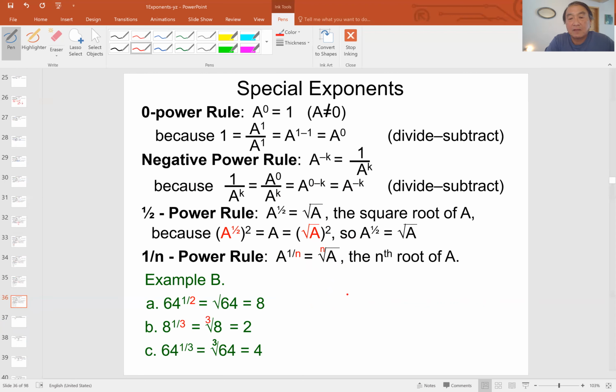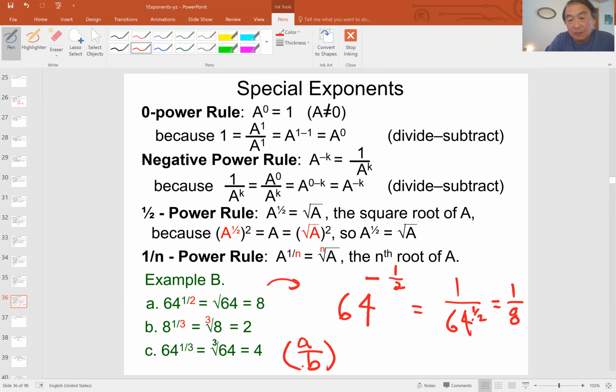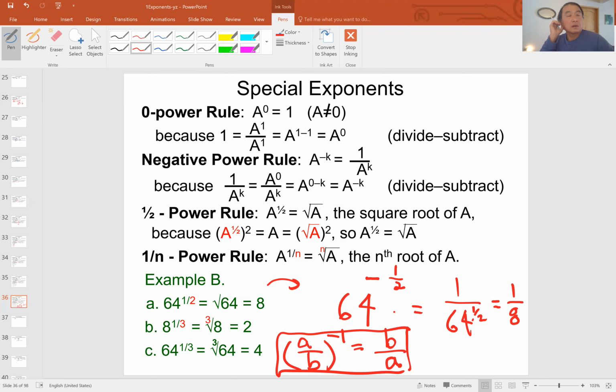And what happens if I have a combination of something like this? 64 to the 1/2. Okay, I know it's 8, but what happens if I put a minus sign in front of it? That means you take the 8, which is 64 to the 1/2, and put it downstairs. In general, if I have a fraction a divided by b and raise it to the minus 1 power, it means just flip it. It becomes b over a. Okay, so that's a convenient little trick. If I need to change the writing into a fraction, I can use it in a form that's useful sometimes.